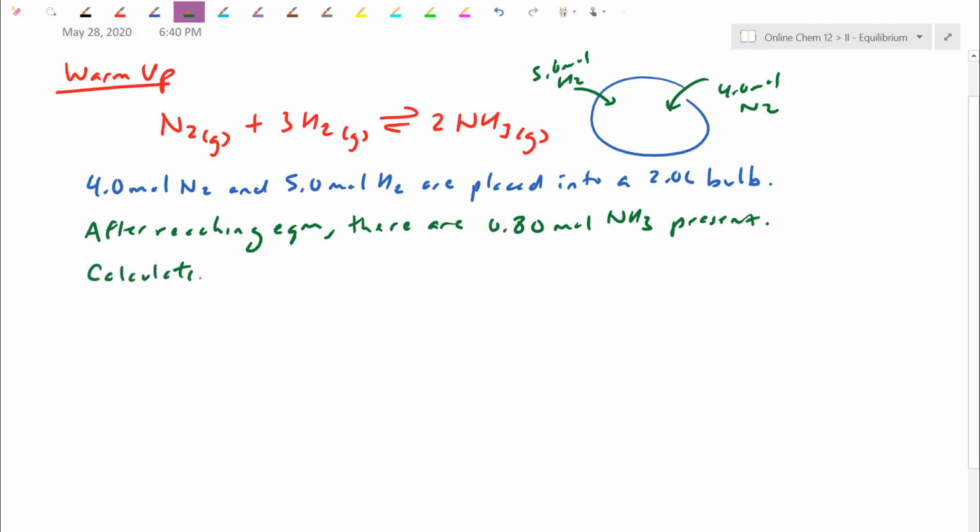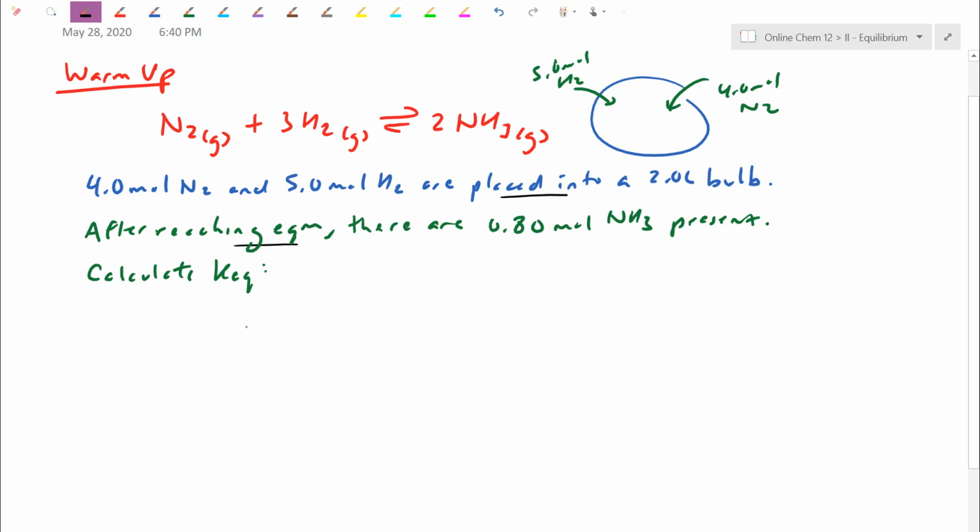For starters, they're just going to ask you to calculate the Keq. Find for me the value. I didn't specify what temperature I'm at, but at this temperature, given these relative amounts, can you find for me what the equilibrium value is? There is a sense of time passing because there's a certain initial. I put this into the bulb, then it reaches equilibrium. So I know I'm going to use ice tables.